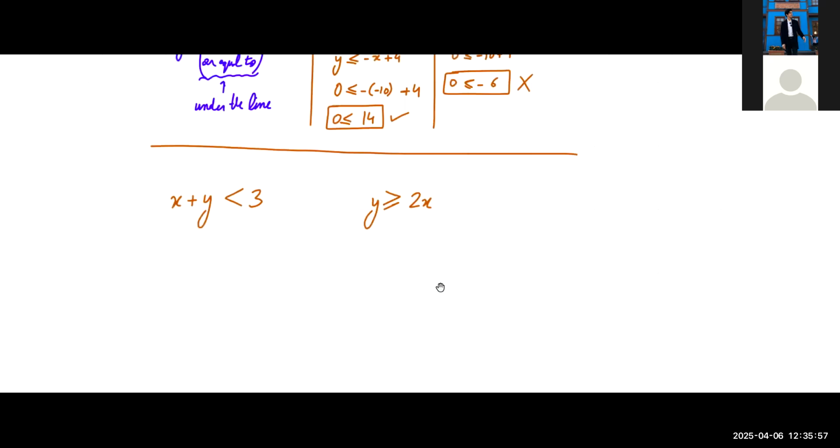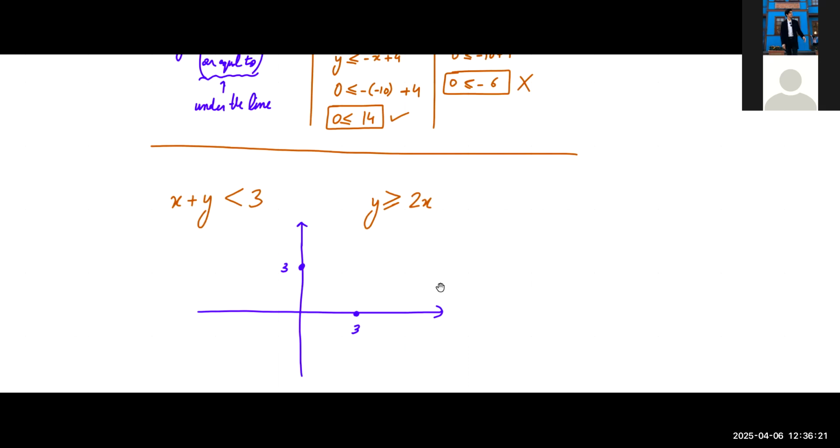Now, first of all, if I want to draw both of these on the same graph, I can. x plus y is less than 3. Remember the little trick I told you? You can just directly draw this by putting 3 here, and connecting them. Okay? That only works in specific scenarios where you have x plus y.